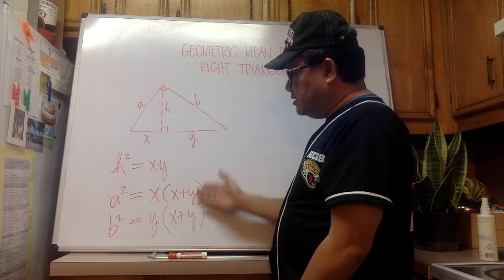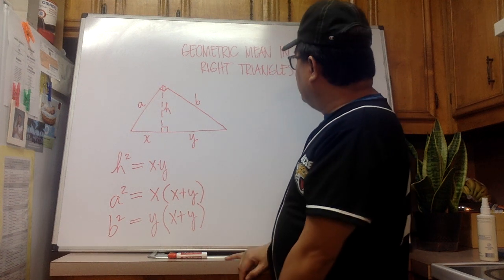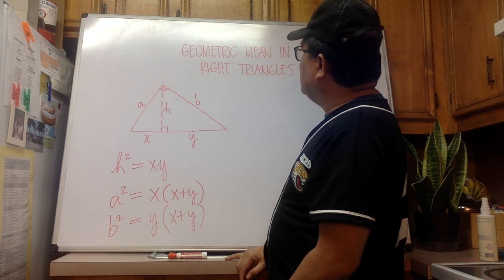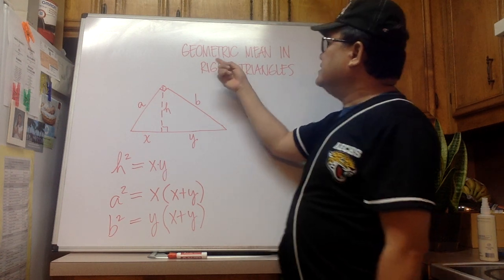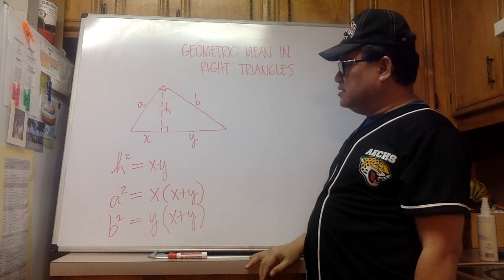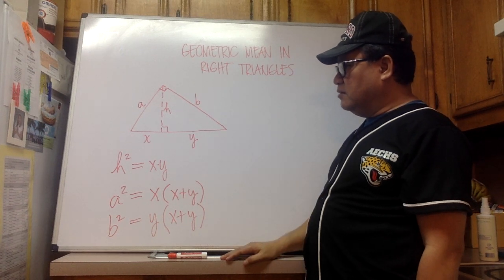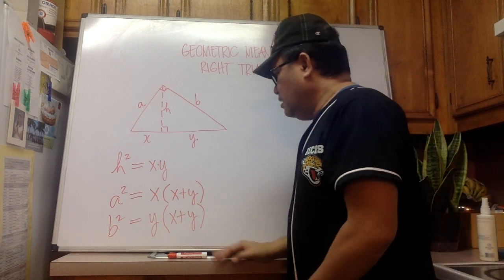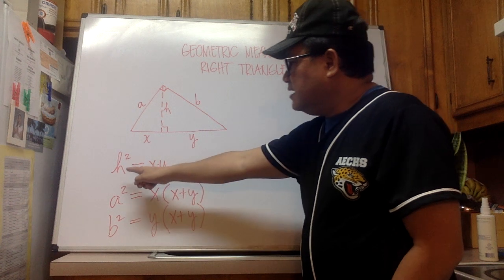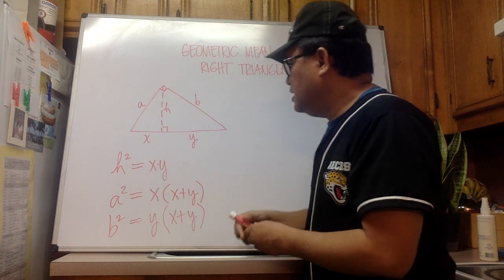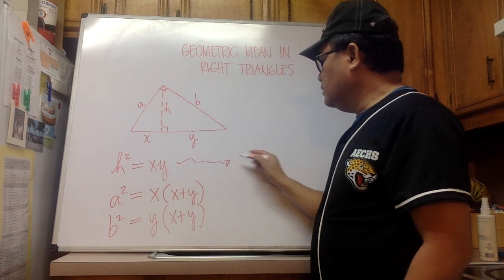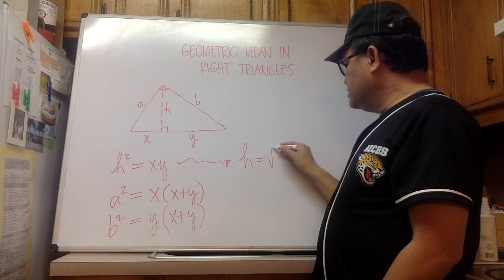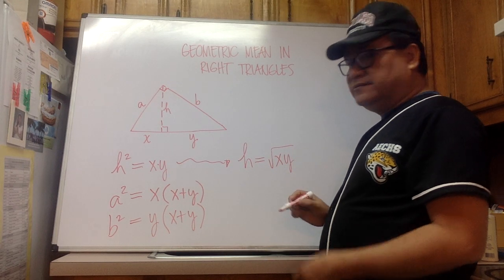So these are the three formulas. And before I give you specific examples, let me explain to you why they say geometric mean in right triangles. And you're probably wondering right now, where are the right triangles? Where are the geometric means? Well, if I take the square root of both sides, this formula will turn out to be h equal to the square root of x and y.